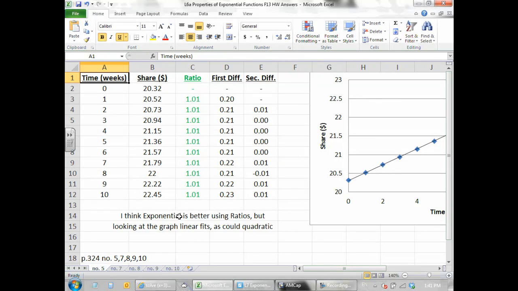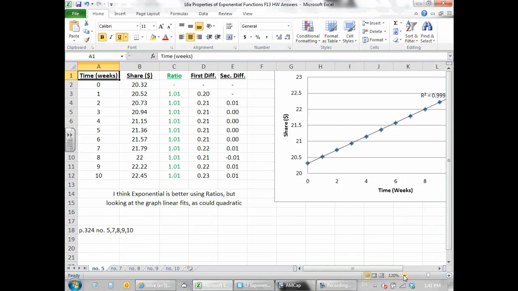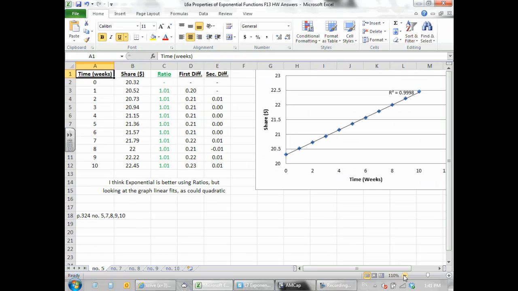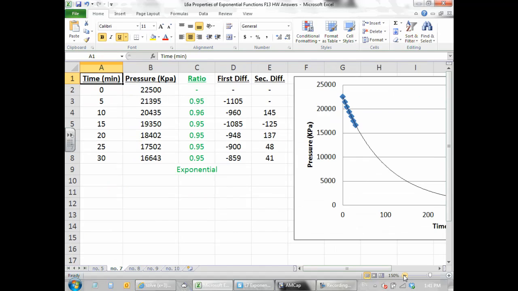It's a ratio. So I found that ratio wins, but when I graphed it, it looks linear. And that's why the book told you it's linear, maybe it's quadratic, maybe it's exponential, maybe. Because when you graph it, it kind of looks linear. It could almost be considered quadratic too, if we extend the graph, but to me it's exponential. That's number 5.